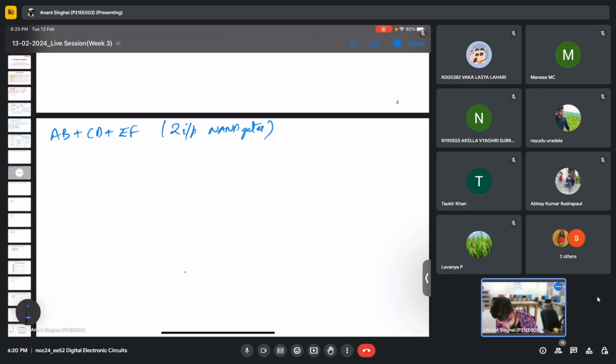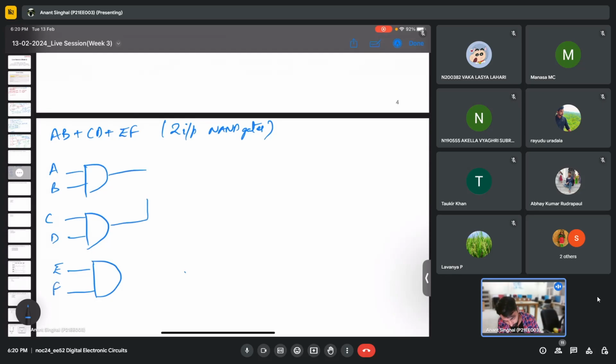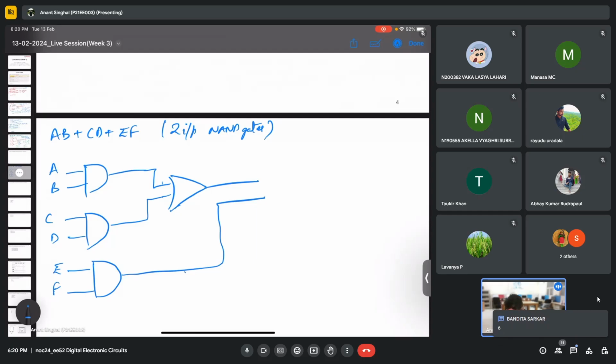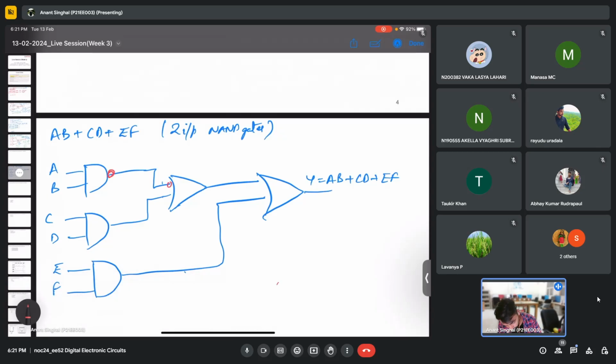Okay, so let's see. I'm making it first of all using only two input gates, that is AB plus CD plus EF. Since we can only use two inputs, I need to use two OR gates. This is AB plus CD, and then I'll have another OR gate that will give me AB plus CD plus EF. Now we need to apply the same operation here also. So I'm doing the same. I'm using two NOT gates in series.